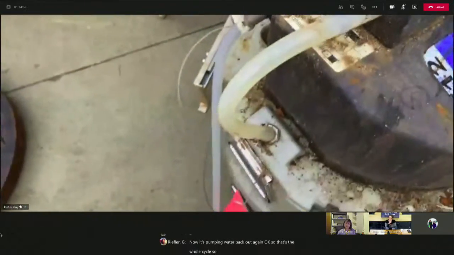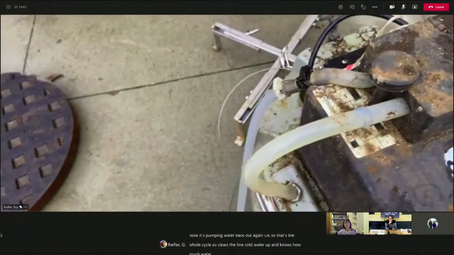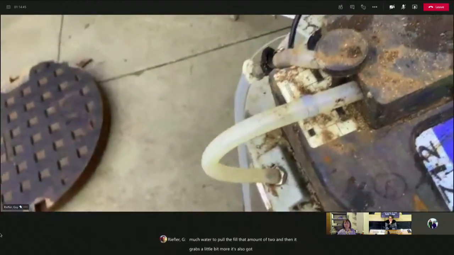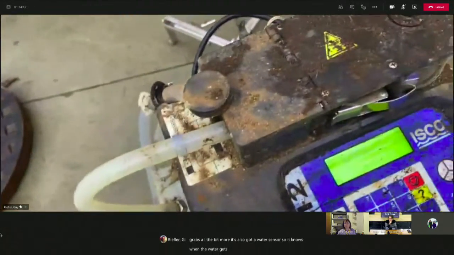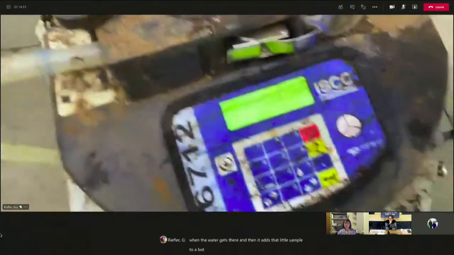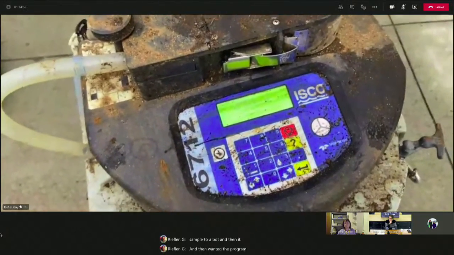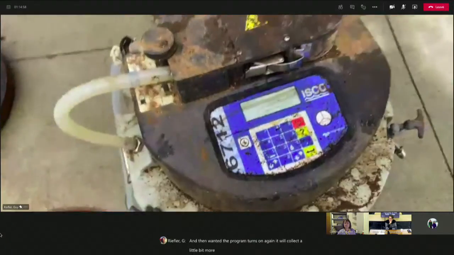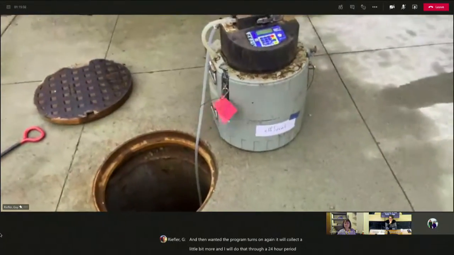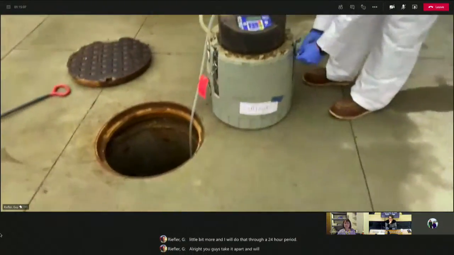So it clears the line, it pulls water up, and it knows how much water to pull to fill that amount of tube. And then it grabs a little bit more. It's also got a water sensor, so it knows when the water gets there. And then it adds that little sample to a bottle. And then it waits. And then when the program turns on again, it'll collect a little bit more. And it'll do that through a 24-hour period. All right, you guys take it apart, and we'll grab a sample.